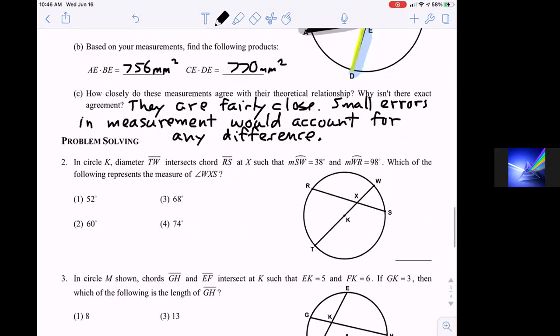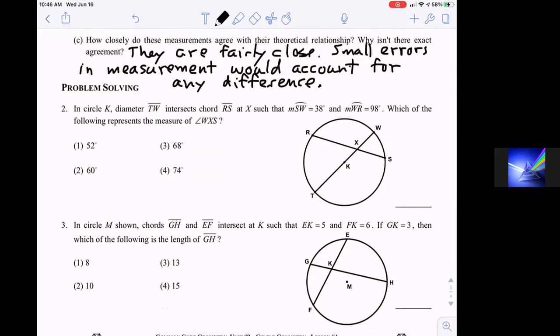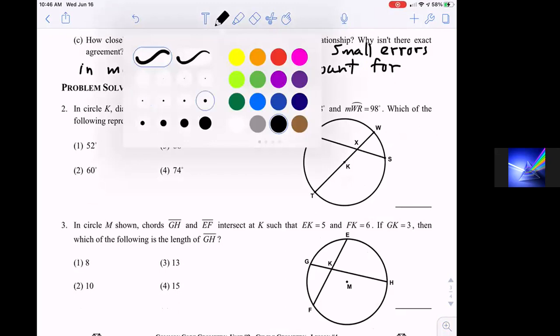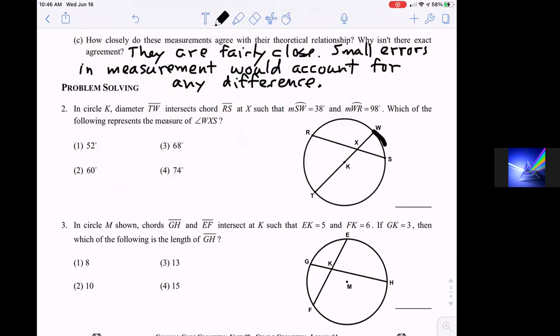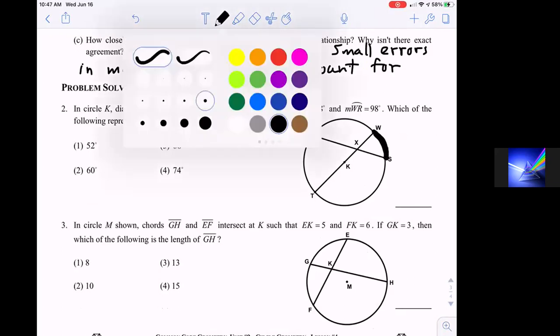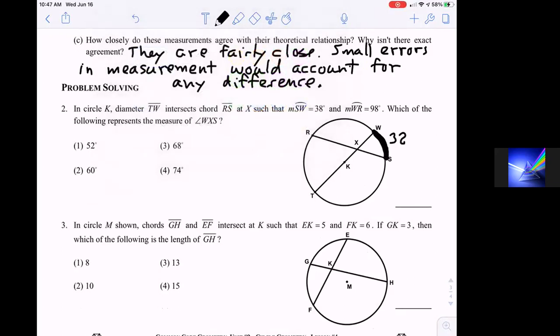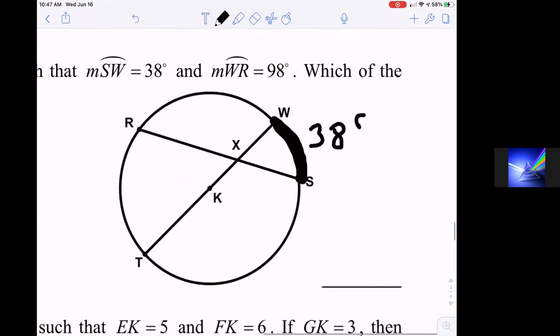Question 2. Circle K, diameter TW, intersects chord RS at point X right here, such that the measure of arc SW is 38 degrees. So let's find SW. SW is this arc here, okay? And that measures out to be 38 degrees. Now remember, ladies and gentlemen, an arc is measured from a central angle. So if we were to measure that central angle, it would be 38 degrees, and the arc mirrors that central angle measurement.